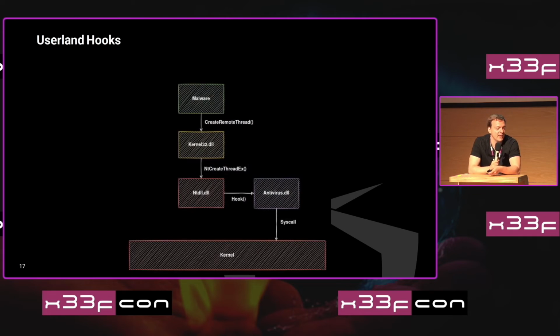If there's a userland hook in place, the first steps are similar. You still go through kernel32.dll, you then go to ntdll.dll, and last but not least, you end up in the antivirus DLL, which is then doing some analysis for you.